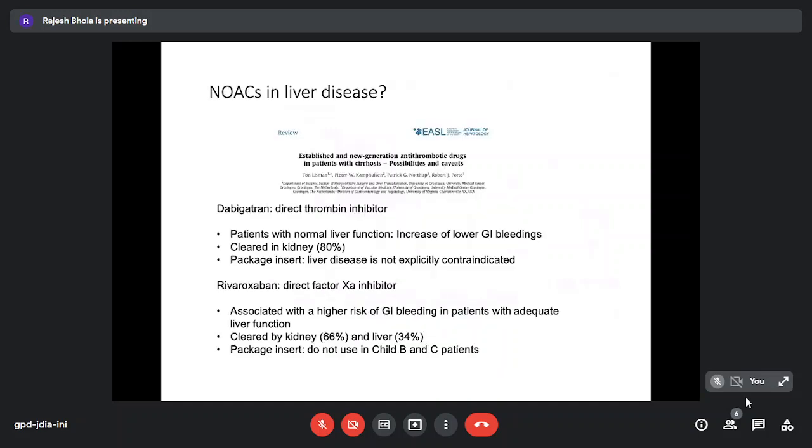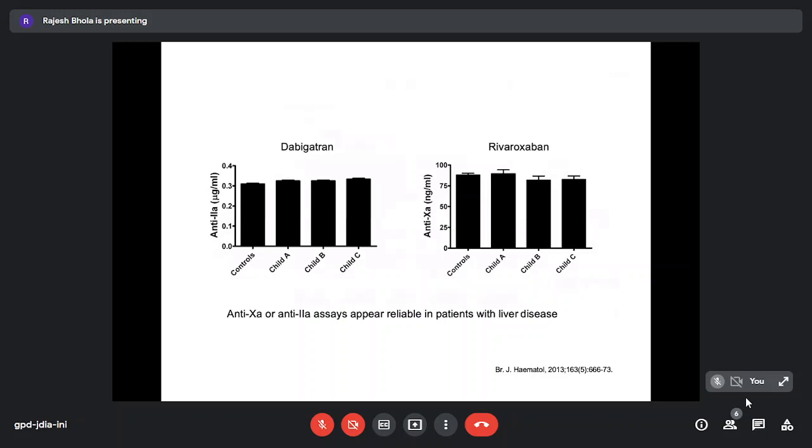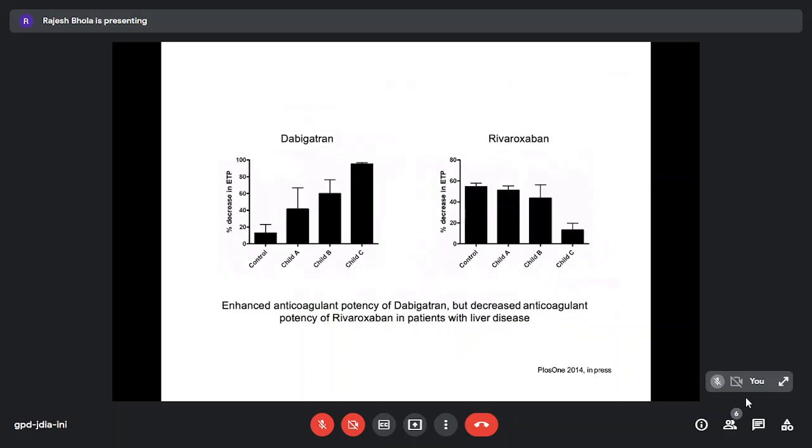NOACs in liver disease, like dabigatran, a direct thrombin inhibitor, or rivaroxaban, a direct anti-Xa inhibitor, are associated with an increased risk of GI bleeding, even with normal liver function. Both are cleared by the liver and kidney, and they can be used but are not explicitly contraindicated in case of liver disease. And when we monitor dabigatran by anti-IIa assay and rivaroxaban by anti-Xa assay, the results of monitoring are reliable in liver disease, even with the severity of the cirrhosis, whether Child A category or Child C category. And there is an enhanced anticoagulant potency of dabigatran, but a decreased anticoagulant potency is seen in rivaroxaban patients with liver disease.